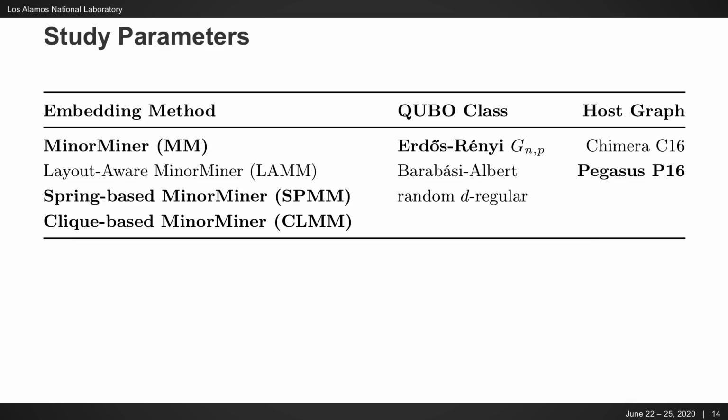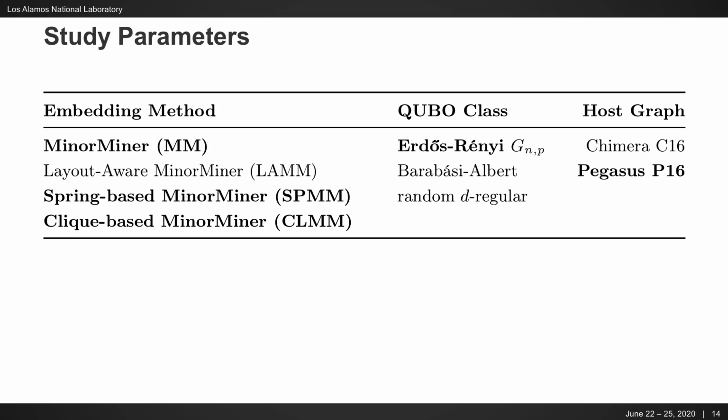an existing heuristic, there's MinorMiner, which is the heuristic that is provided by D-Wave and is open source for its quantum annealers. There's the layout-aware MinorMiner approach, which was introduced last year at ISC, which is suggested for Chimera for QUBOs that come with a natural problem-specific plane drawing. And there are our two algorithms, spring-based and clique-based MinorMiner, which build on MinorMiner.